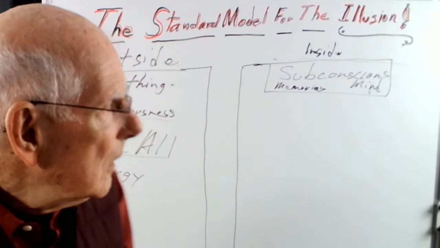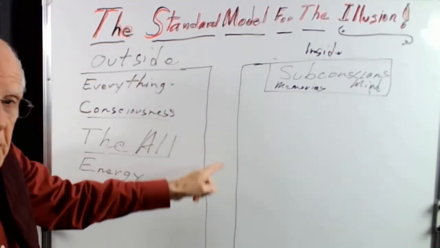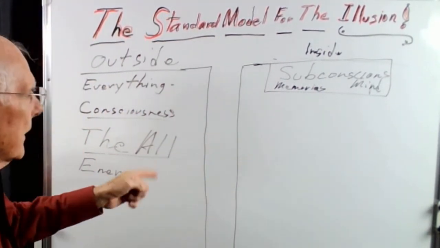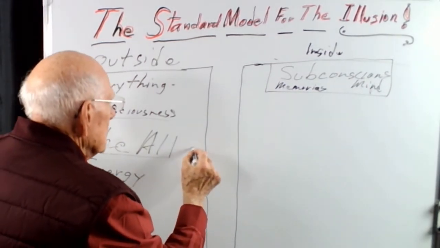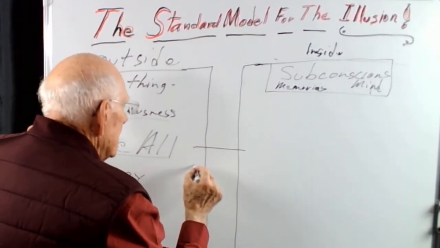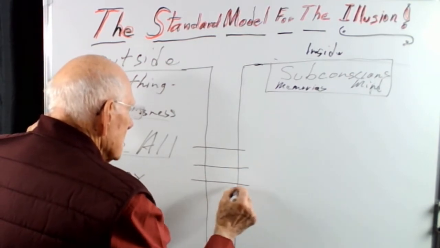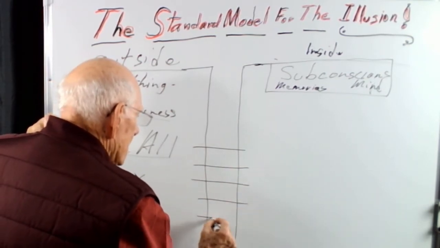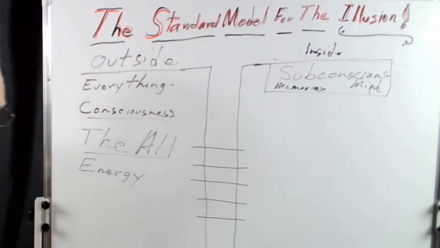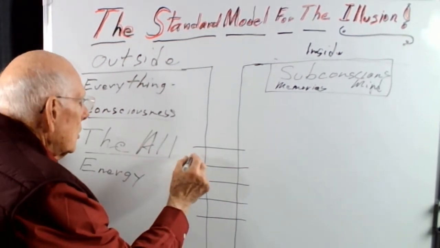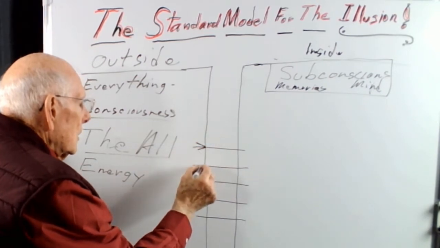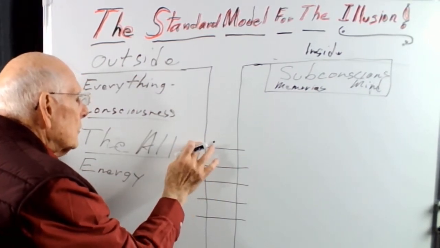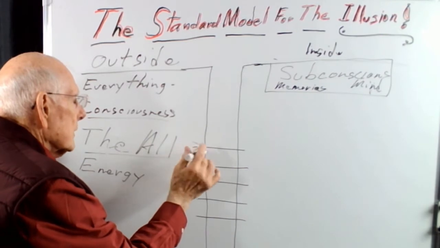Everything, and what fills this gap between the two is our senses. So between these two, I'm just going to draw five lines to represent our senses. Information, actually, the information flows both ways.